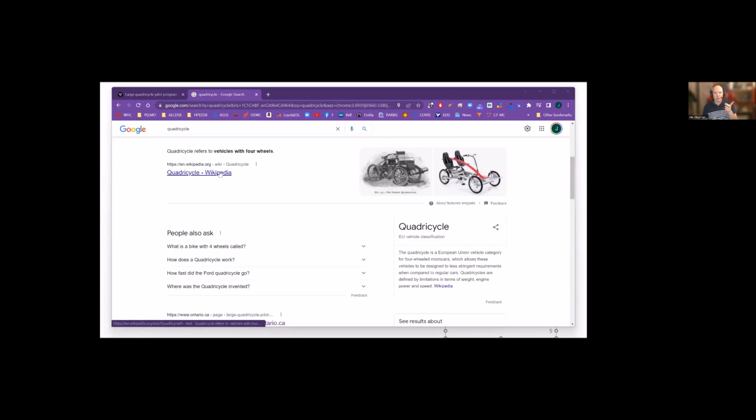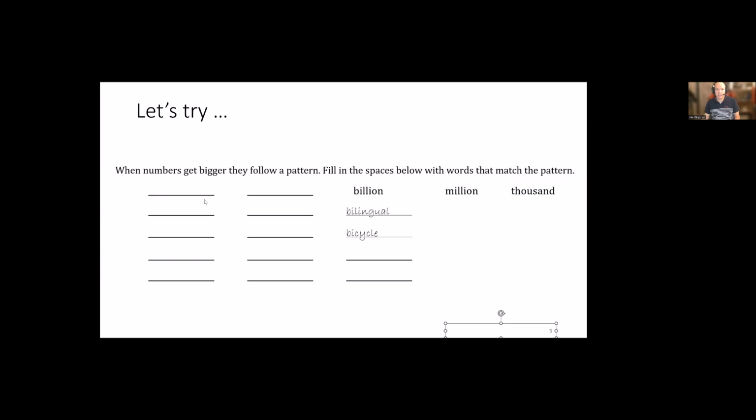Okay, so here we are in Wikipedia, quadricycle. Over here, quadricycle, an EU vehicle classification. It's actually a real word. It isn't as common, I didn't think, in North America, but it's clearly common in other parts of the world. So there's an example of quadricycle for you. So let me take that away. So let's get back to this.